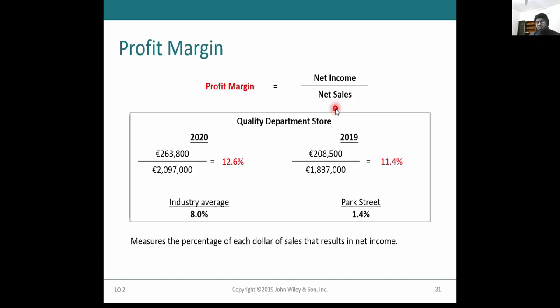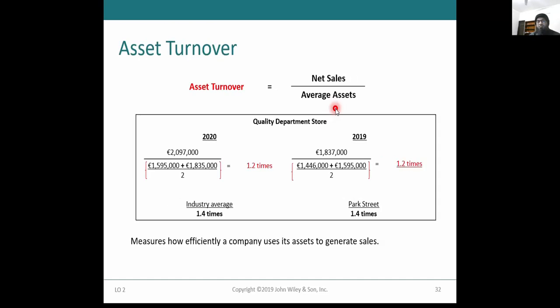And again, we can compare these with the industry. These are very much industry specific ratios, as we have probably discussed earlier in class, because the retail industry has a very low net profit margin, whereas, say, the automobile industry has a relatively much higher net profit margin.